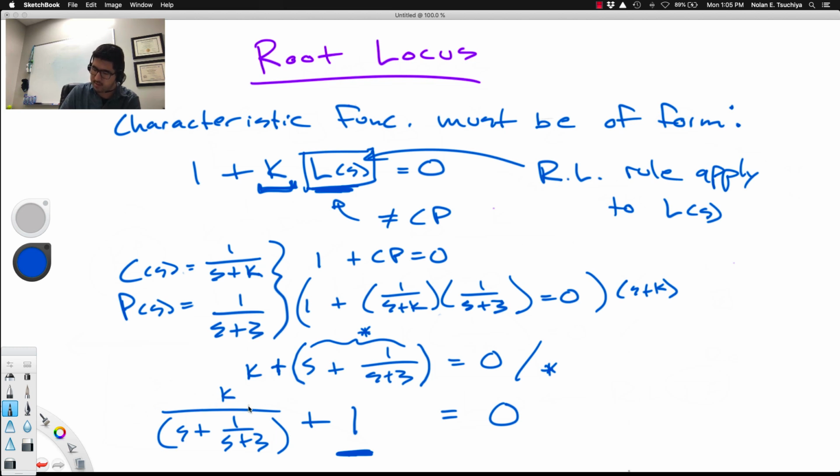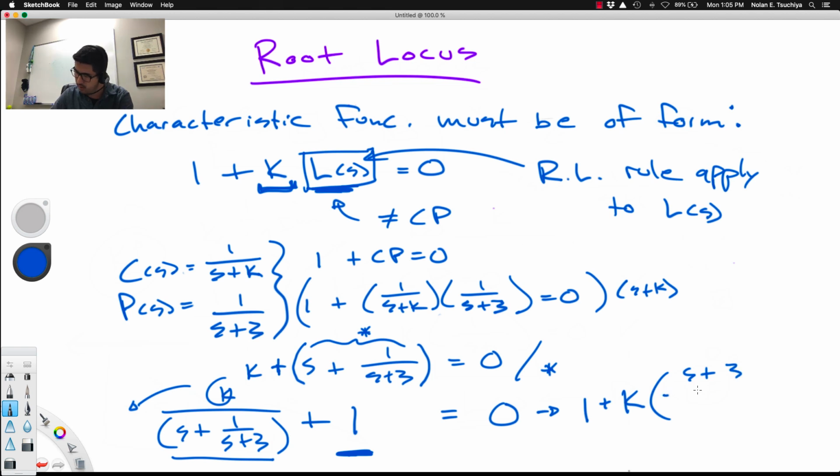And then the L of S is this mess of 1 divided by the quantity s plus the fraction 1 over s plus 3. So we can finally clean this up just a little bit. So 1 plus, if I factor out this k, I'm left with 1 over this entire parenthetical down here, which I can simplify to s plus 3 over s squared plus 3s plus 1.